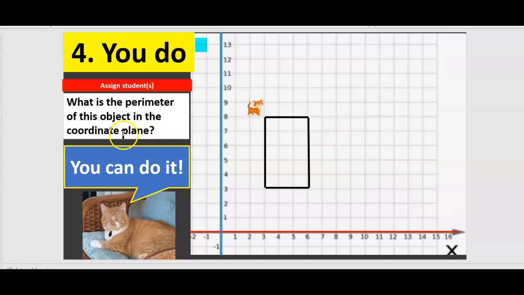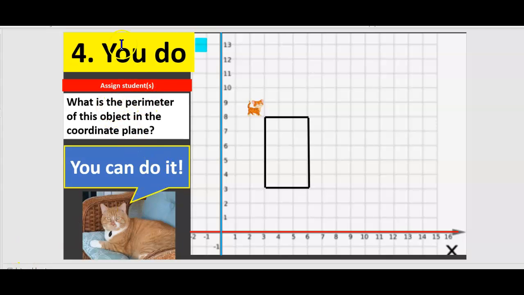So let's see. You can do it. You try this one. What's the perimeter of this one? Pause the video and tell me the perimeter of this particular polygon. Secure the perimeter. Make sure it's secure. We don't want a breach in the perimeter. Check the perimeter. Okay, what'd you get? Let's find out.